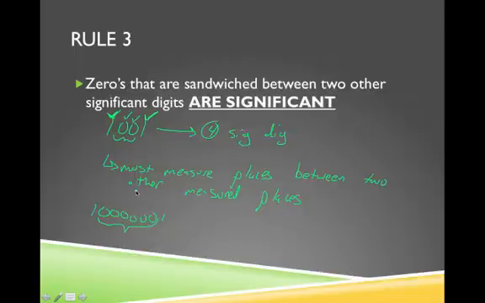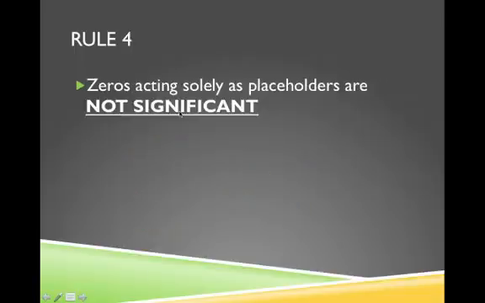All right, well, let's take a look at our last rule. Zeros acting solely as placeholders are not significant. And here's the first time we have zeros that don't count. If you're not comfortable with the idea of a placeholder, that's a key word here, placeholders. The purpose of a placeholder is to do exactly what it sounds like. We'll take a look at the number 100. We know from rule number 1 that the 1 in front counts, but these zeros here are doing something different than the zeros we've seen so far.